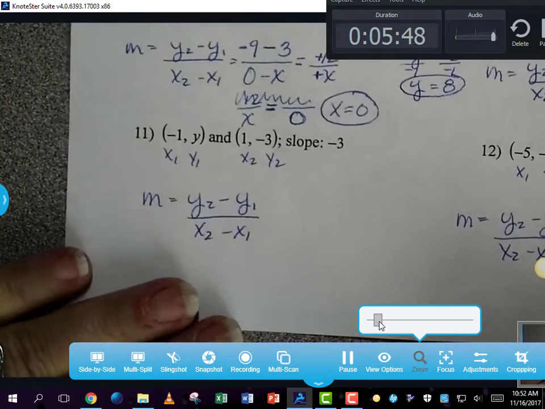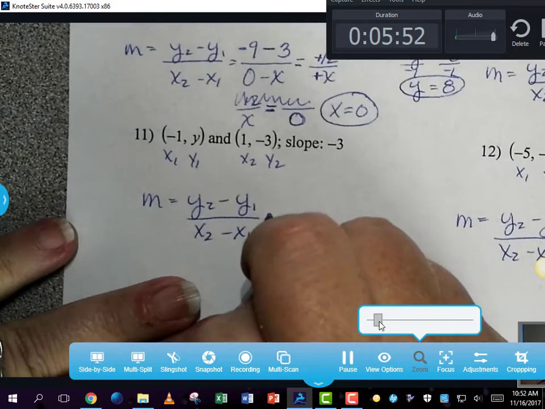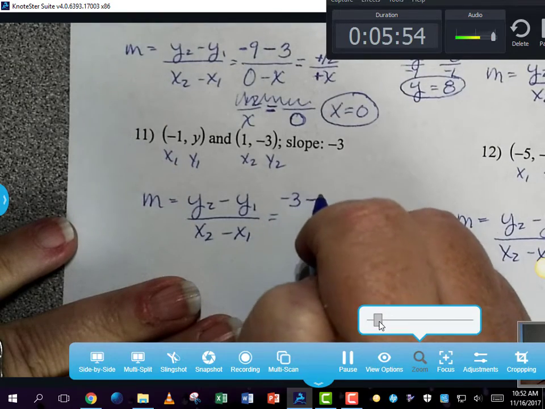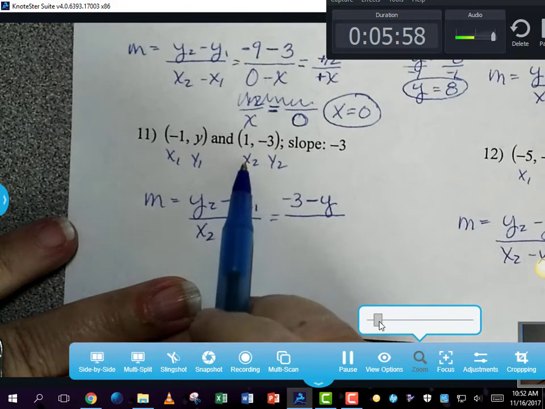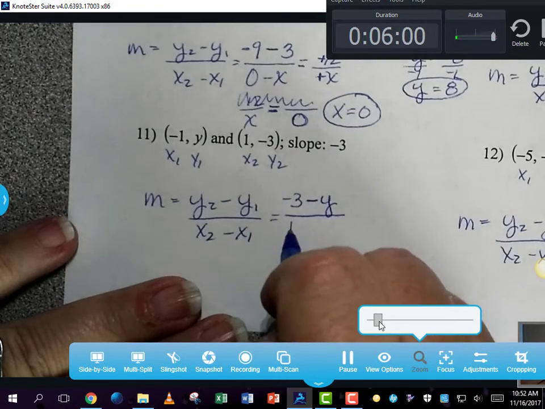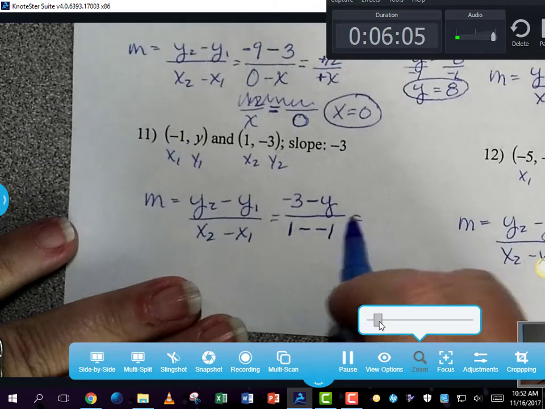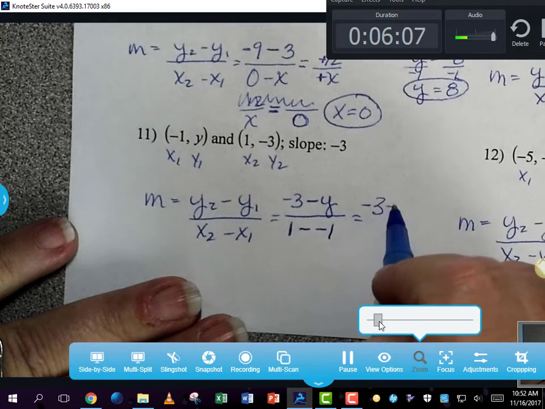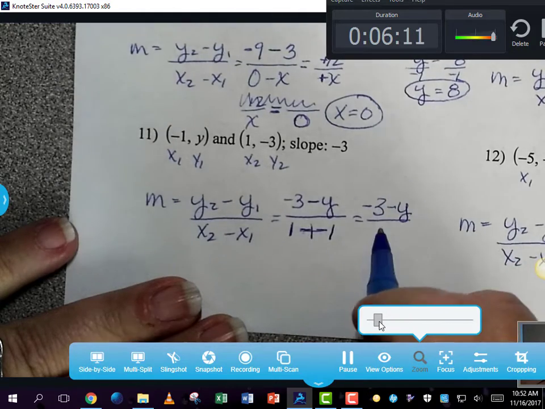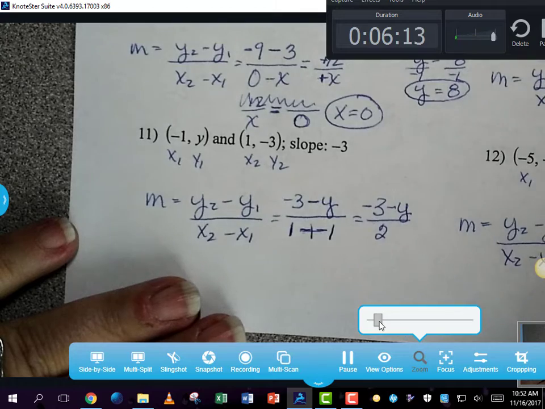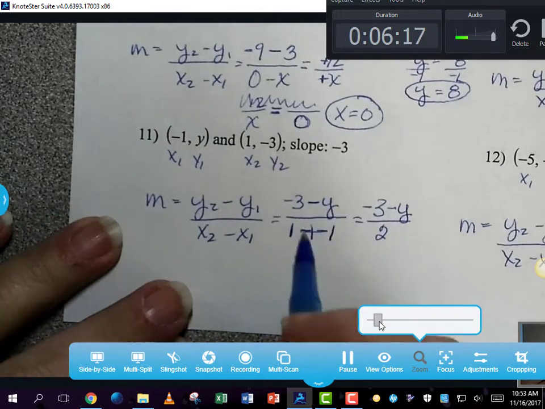Number 11, I'm going to have negative 3 minus y, from the formula, divided by 1 minus negative 1. Okay, so when I simplify this, I'm going to get negative 3 minus y divided by, when I subtract a negative, that's really adding, so divided by 2. Then what does this need to equal? This needs to equal negative 3.